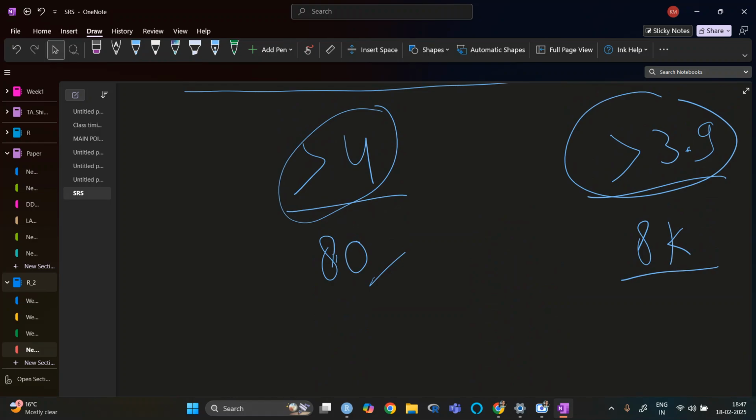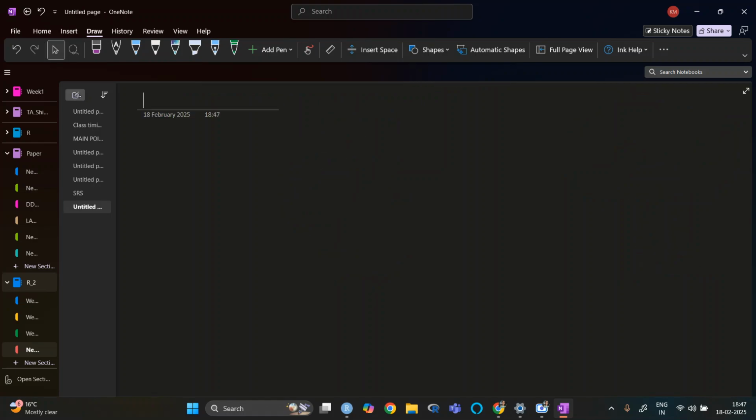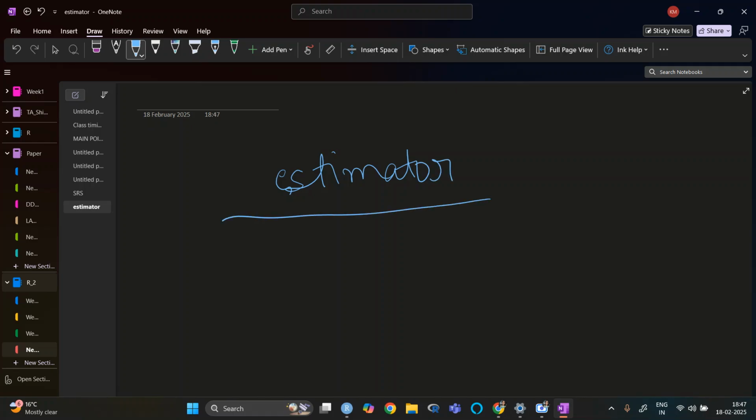So what we do is take some samples, and then we take the mean of the sample, and we say that the sample mean is nearly equal to the population mean. This is called the unbiased estimator. An estimator is basically saying that the data we have is enough to understand the other one, so one is estimating the other parameter.